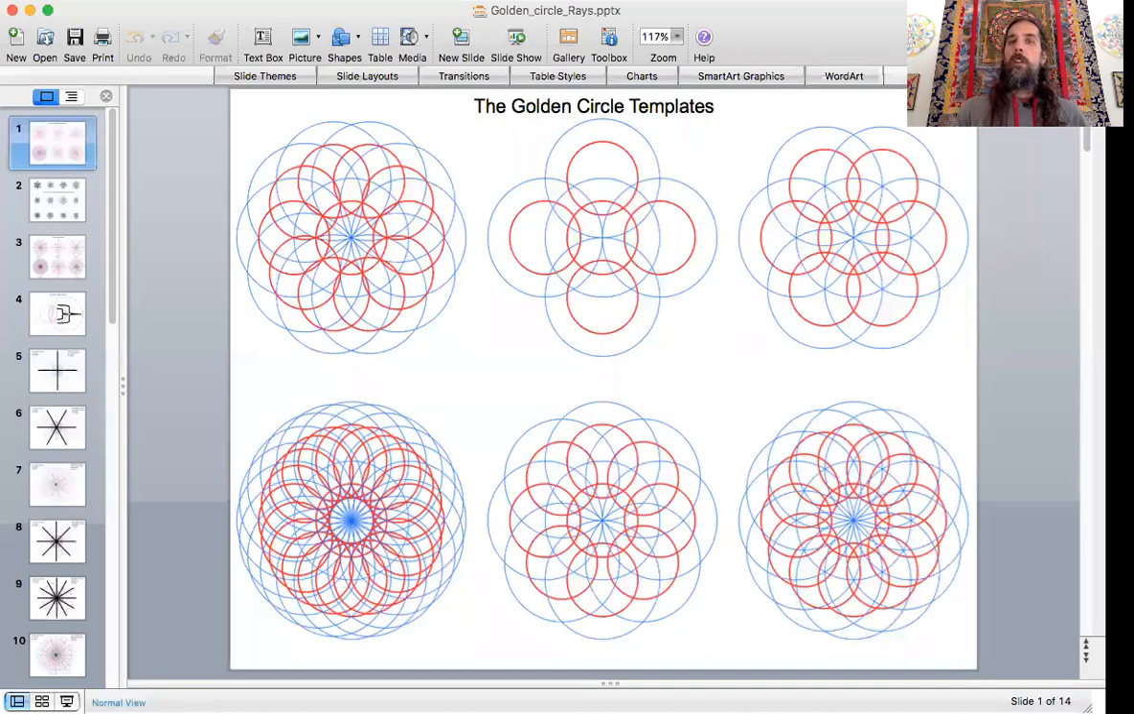So, as you know, the golden circle templates is something that I've just really gravitated to, enjoyed working with, discovering, figuring out all the things that are in them. These are the three top examples. These three at the top here are the ones that I generally work the most with. We have the two-fold symmetry, the 3 and the 5-fold here.